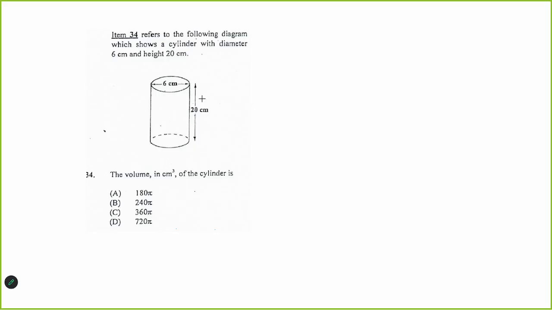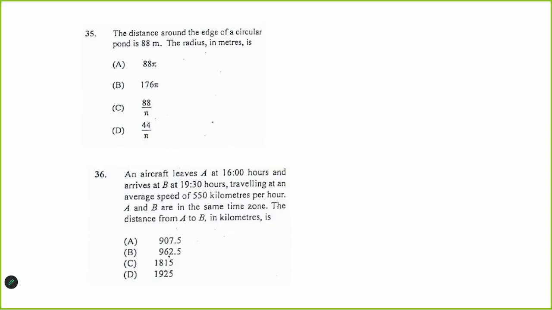That is 3 squared pi times 20, that's 9 pi times 20 is 180 pi. This one here, the distance is 88, so 2 pi r is equal to 88. So we know that pi r is 44, so r would be 44 divided by pi.